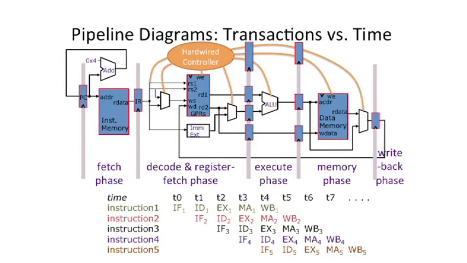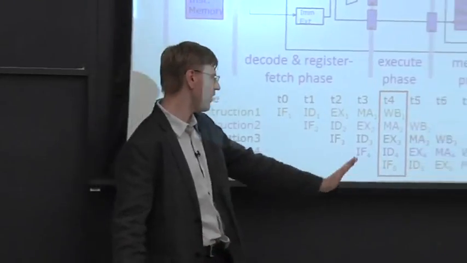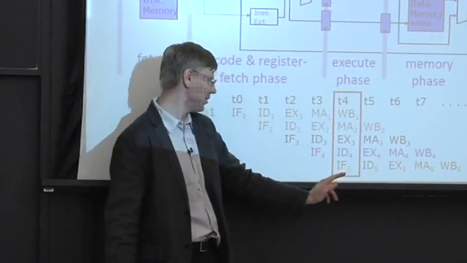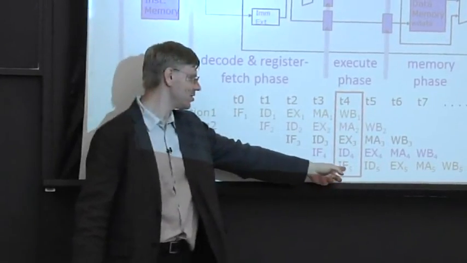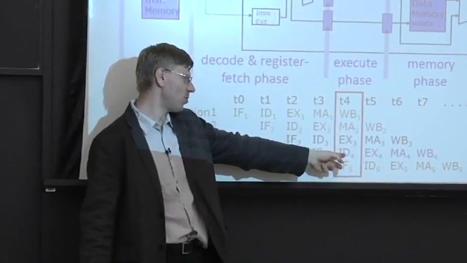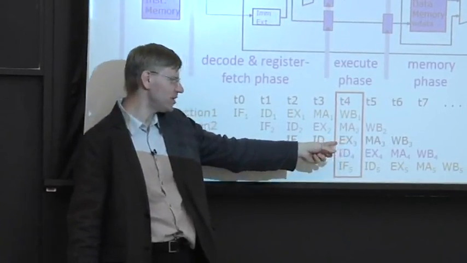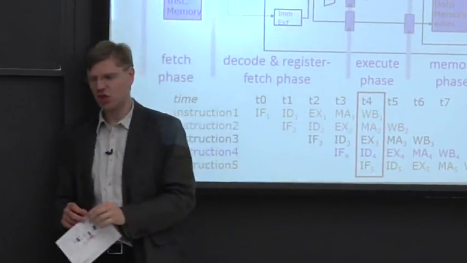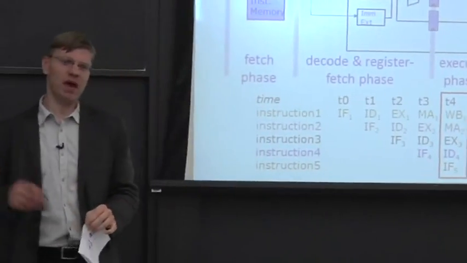And what's really cool about this is if you draw a vertical slice through here, you can freeze time and see what is in every stage of the pipe. So if we freeze time here, at T4, instruction 5 is in the instruction fetch stage, instruction 4 is in the decode stage, instruction 3 is in the execute stage, 2 is in the memory access stage, and then instruction 1 is writing back and finishing.